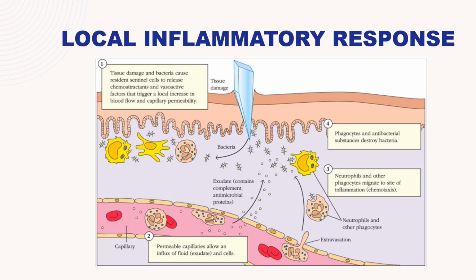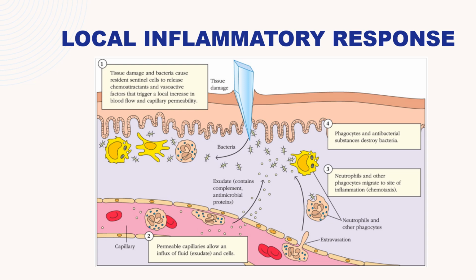Pattern recognition receptor signaling activates the resident macrophages, dendritic cells, and mast cells to release pro-inflammatory cytokines, which are interleukin 1, interleukin 6, and tumor necrosis factor. And they mediate inflammation through interactions with the toll-like receptors. At the sites of tissue injury, damaged epithelial and endothelial cells release factors that trigger the inflammatory cascade.